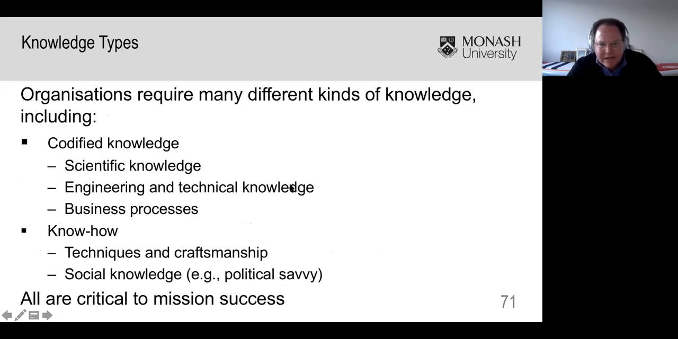So shall we go into the knowledge types? We had those already a little bit. So we had codified knowledge. This is often written down. Actually, codification just means written down. So here we have as well scientific knowledge, engineering and technical knowledge, business processes, know-how, and social knowledge. Political savvy, arguably, if you're a politician, is as well technical and craftsmanship. But social knowledge is normally how you work together with other people, right? So they're critical for the mission success, of course.